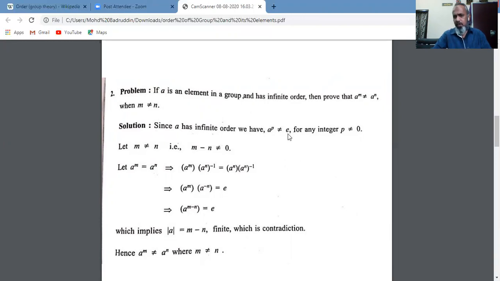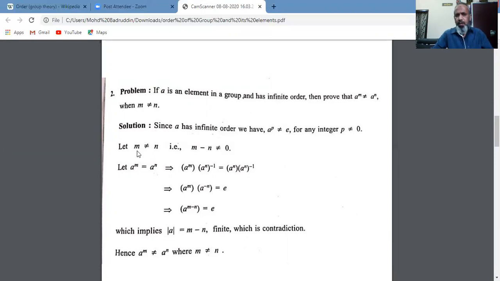If a to the power p is equal to e, then the order of the element is p, which is finite. So p is the least integer, and its order is p. But the element has infinite order, meaning we should not have the relation a to the power p is equal to e. So if a has infinite order, we can write a to the power p is not equal to e for any positive integer p not equal to 0.